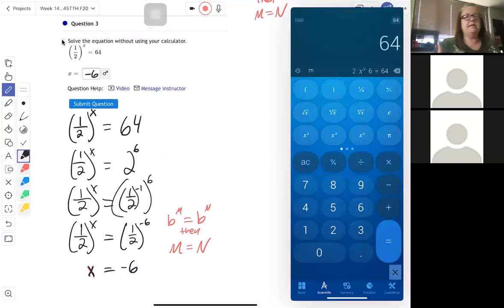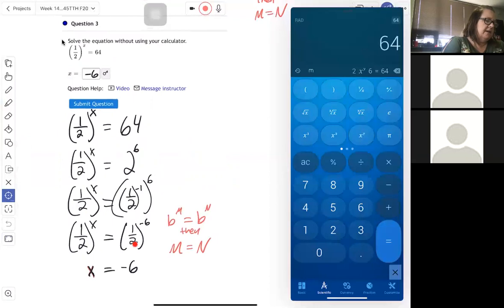And you probably could skip some steps going through that. For sure, right here, you could skip this one and just go straight from 2 to the 6th to 1/2 to the -6. Because if you want to rewrite something as a fraction, as a reciprocal, you can always throw that negative into the exponent and that will force that to happen.